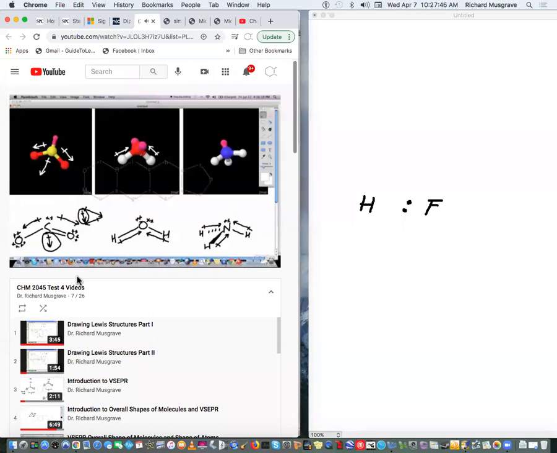Now what's going to happen is I'm going to be able to draw a net dipole, and the net dipole is going to be pointing upwards and straight through the center of the molecule. So that's going to be the combination of these two here. Alright, let's take a look at NH3.